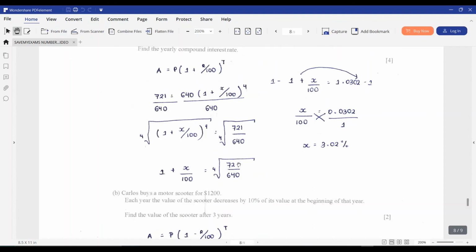Put this in your calculator and you should get 1.0302. So now we would move this one over here. So x over 100 is equal to 0.0302. Cross multiply and x is equal to 3.02%.